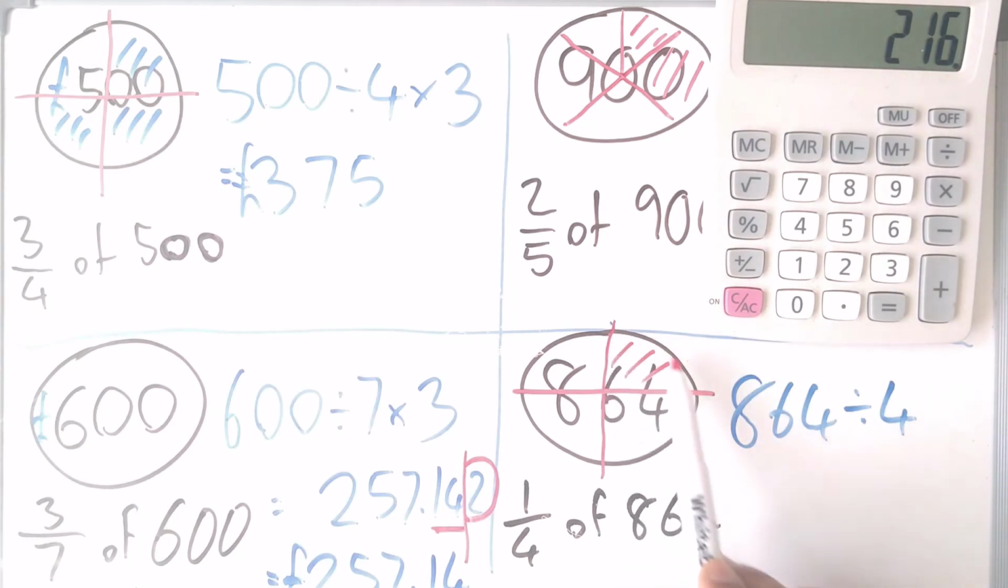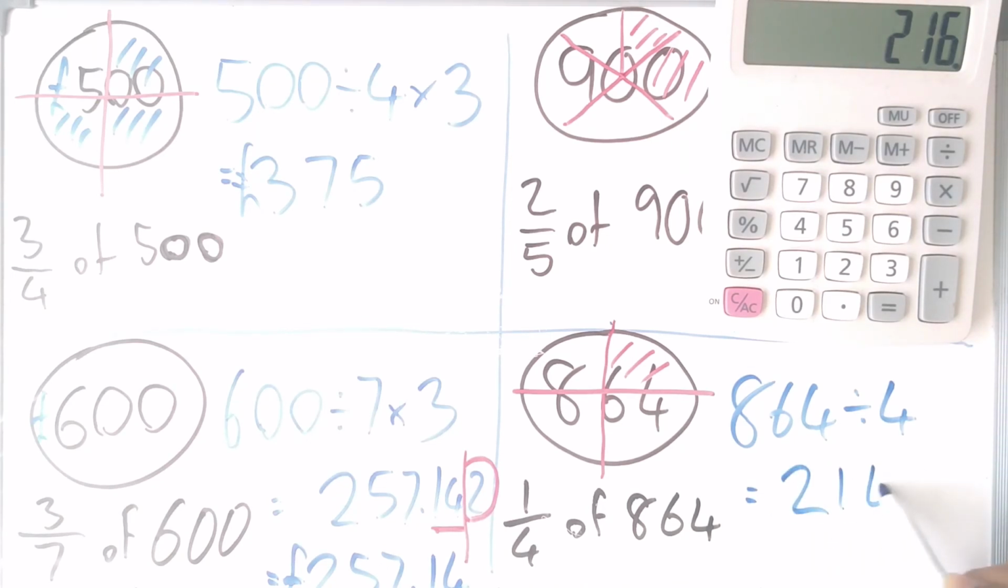So in this case, we just divide by the bottom of the fraction and no need to times by the top. And if you get any number times by 1, you still get the same number. So our final answer would be 216. And if in this case we're looking at 864 trees in a park and we want to find out 1/4 of that, that would be 216 trees.